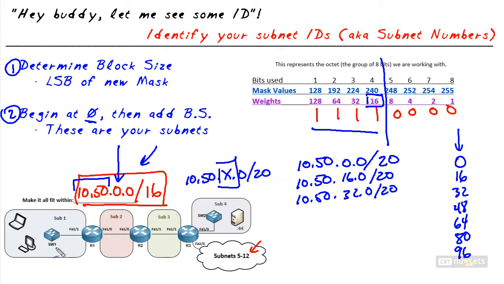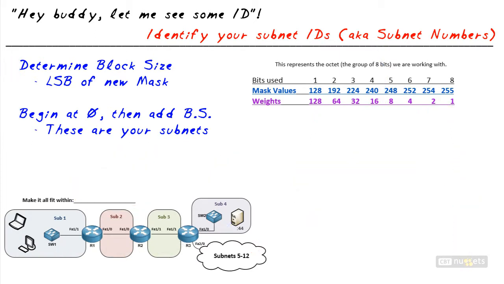Then for these subnets, instead of writing out the entire subnet address, we might just put the value of x. For example, this is subnet 0, this is subnet 16, this is subnet 32, this is subnet 48, etc. And then somebody looking at the topology could say, oh, this is the network 10.50.0.0/20, this is network 10.50.16.0/20, and so forth.